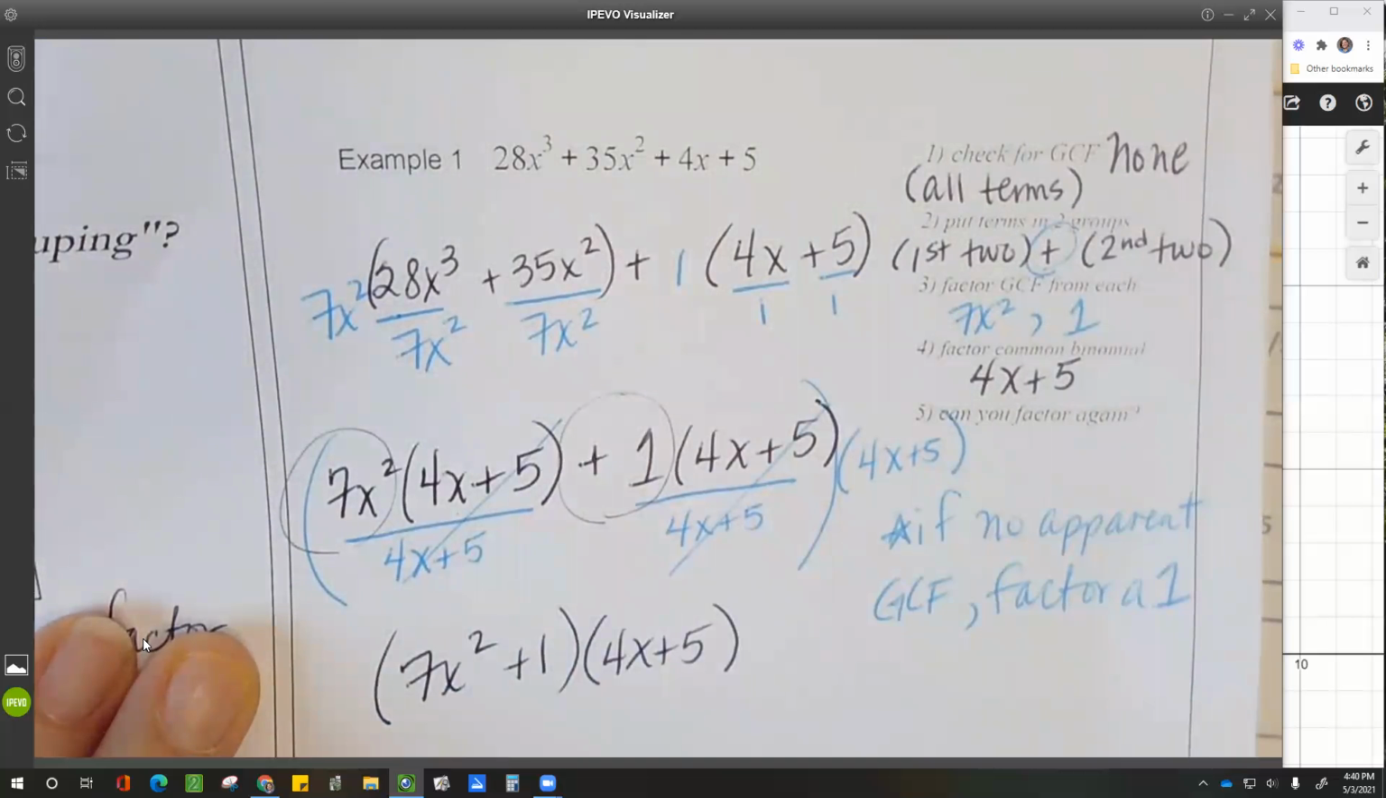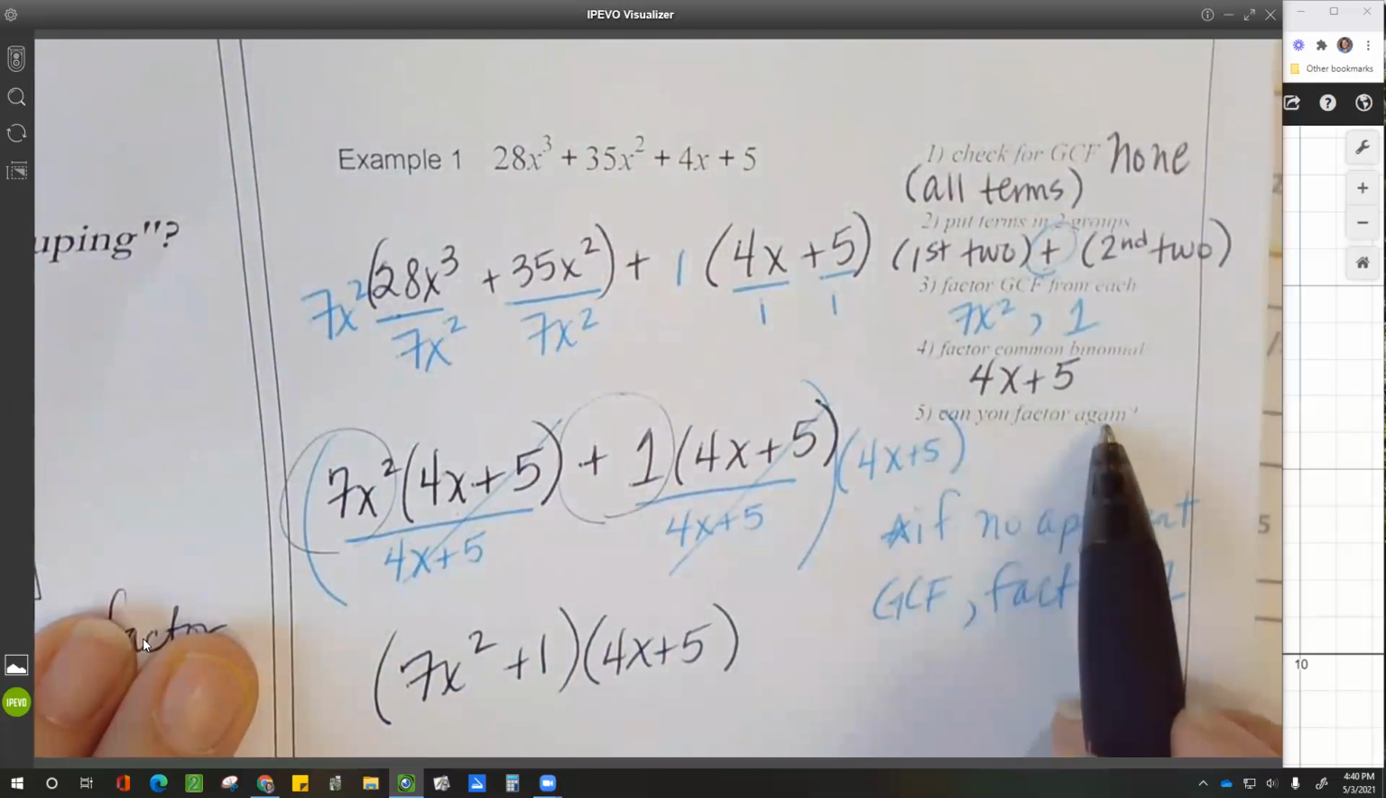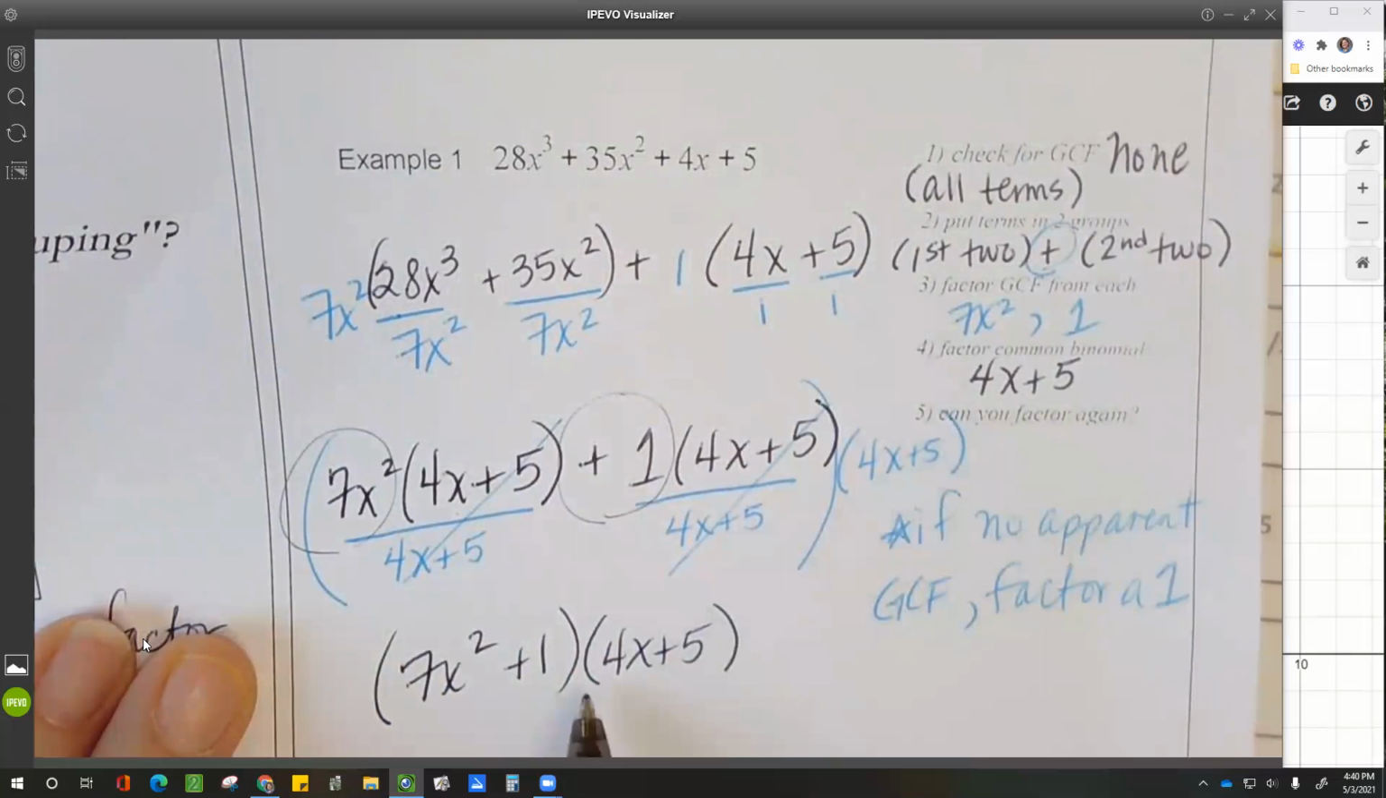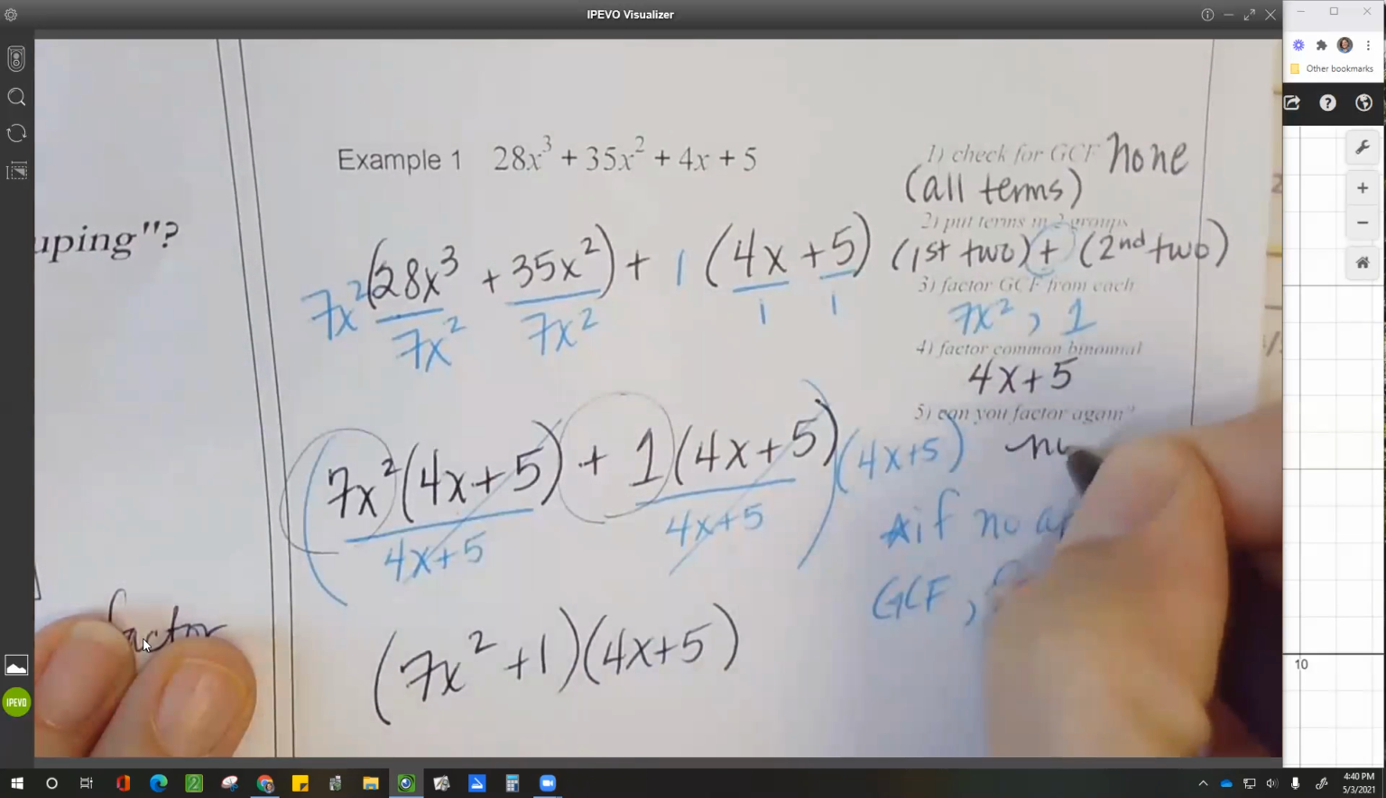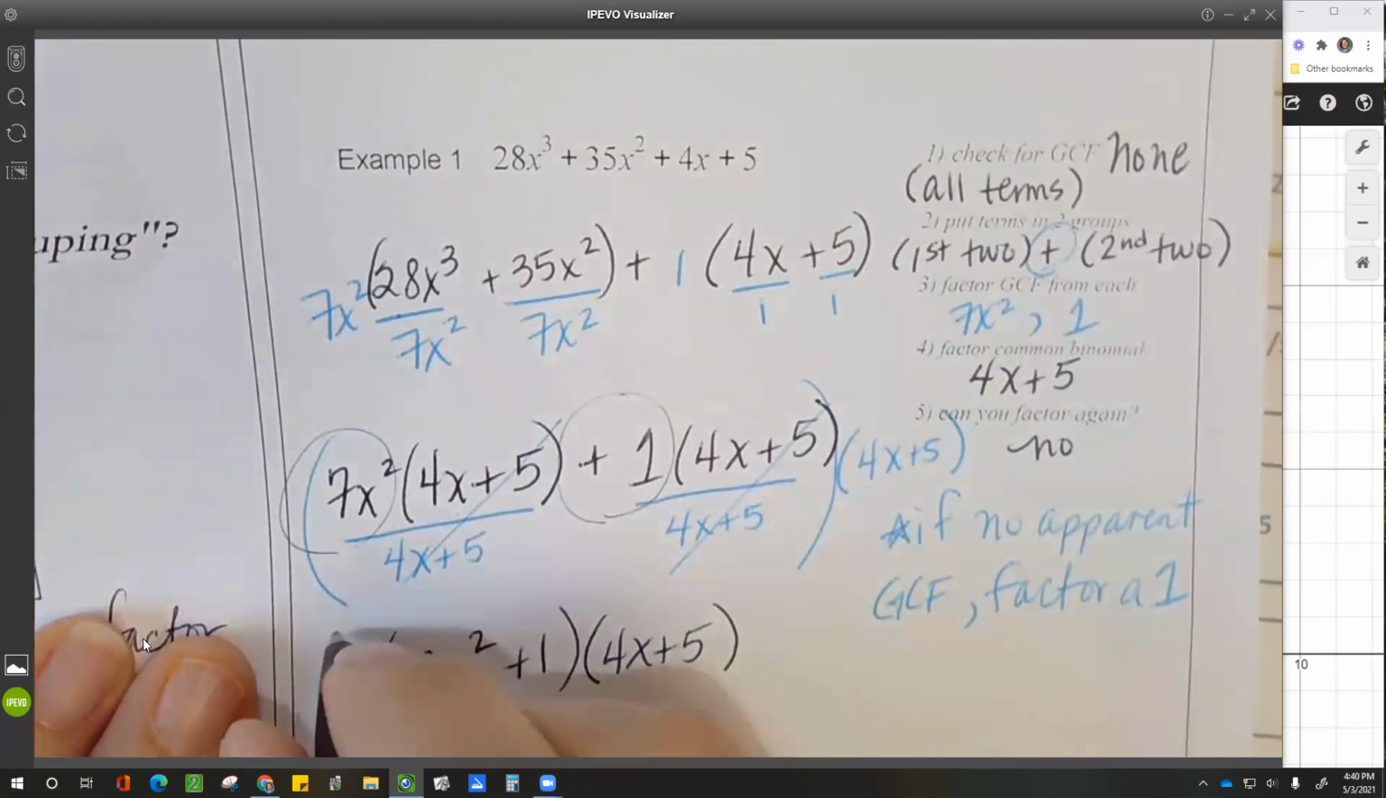And then I look and make sure that I didn't miss a GCF or some other pattern that I can factor. And here, these two terms have nothing in common. I can't factor this any further. And same for this one. So I am not able to factor again. I'm finished.